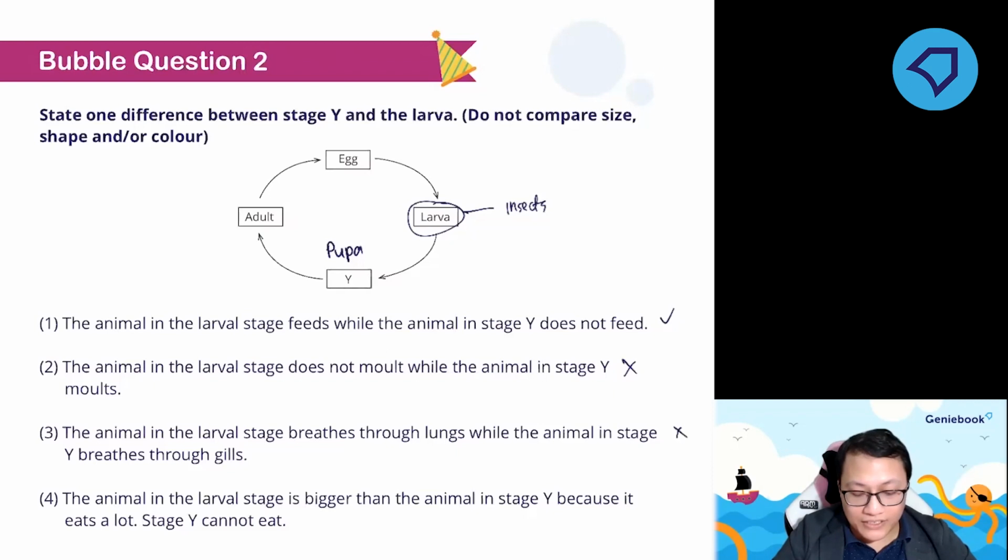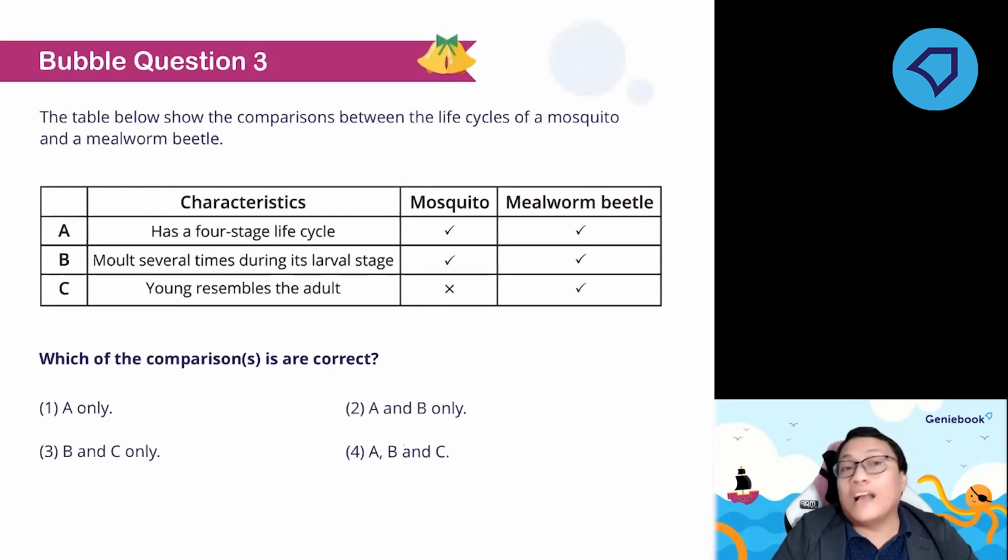The animal in larva stage is bigger than animal in stage Y. No, okay, so this one is incorrect. Okay, very good. I think most of you answered this question correctly. Then how about this question?